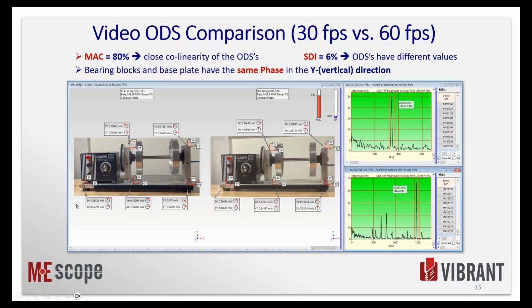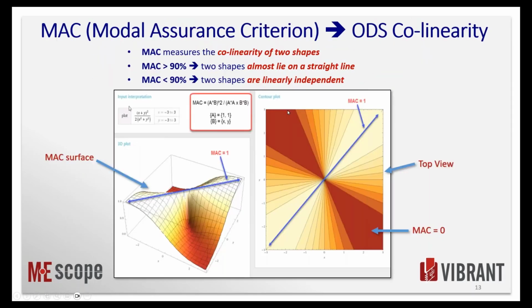And the displacements are in mils. Let's not worry about that. What MAC is telling us is that the ODS from this 30 frames per second versus the 60 frames per second, the ODSs are 80% alike. Now we saw in the previous slide that MAC should be above 90%, just as a rule of thumb.